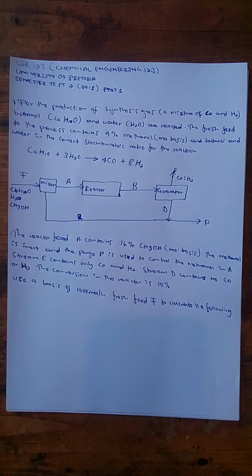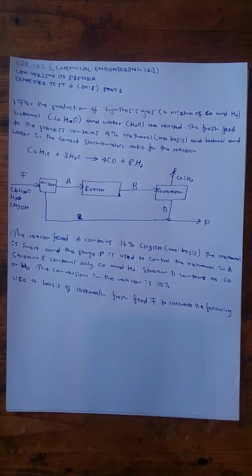Today we're beginning with semester test 2 of our CIR 123, which is the second chemical engineering module at the University of Pretoria. We're looking at the 2015 version of semester test 2, part 1. It says that for the production of synthesis gas, which is a mixture of CO and H2, butanol and water are reacted. The fresh feed to the process contains 4% methanol on a mole basis, and butanol and water are in the correct stoichiometric ratio for the reaction. And there's a structure there.